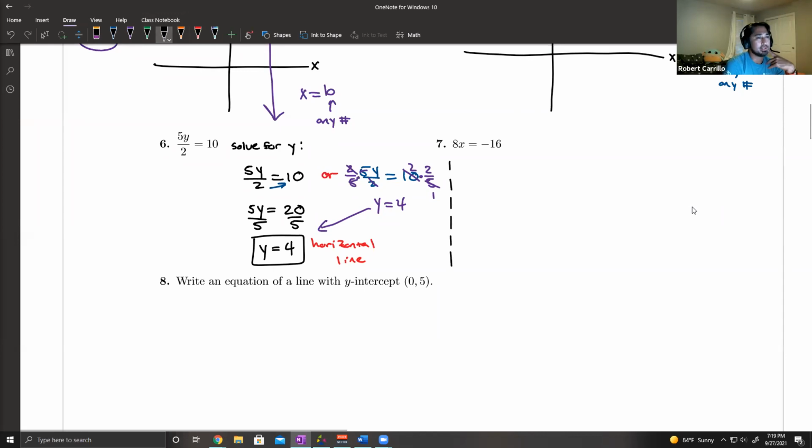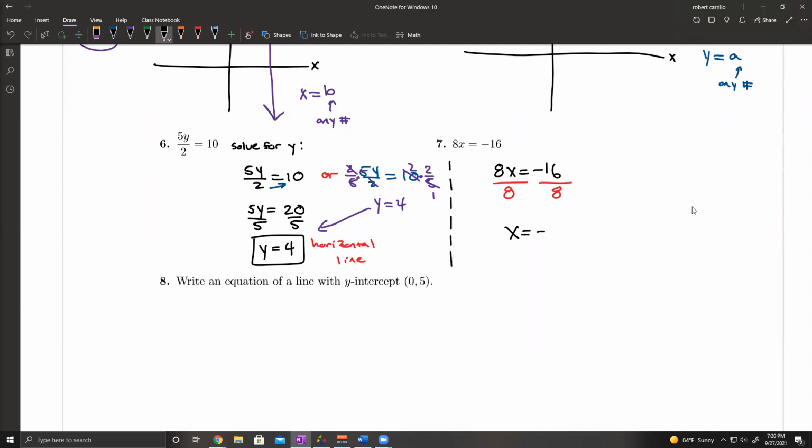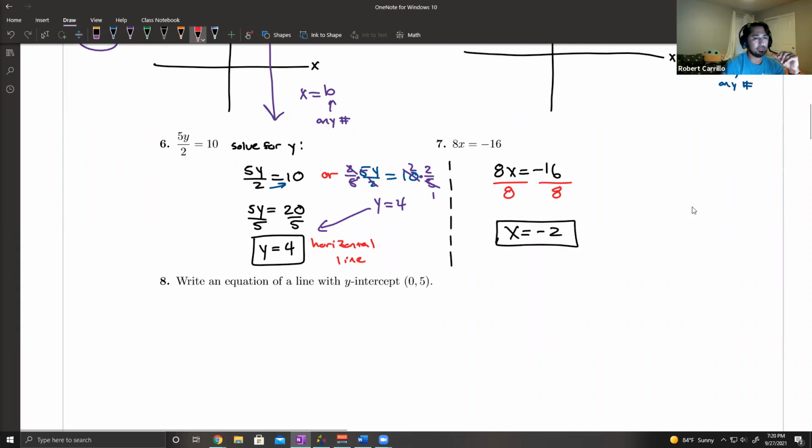All right, and then number 7, that looks pretty straightforward. 8x equal to negative 16. We would divide by 8. And x would equal what number? Negative 2. Negative 2. Perfect. Now, what type of line would this create? Good, a vertical line. If y equals some number is horizontal, then x equals some number is vertical. Okay, cool.